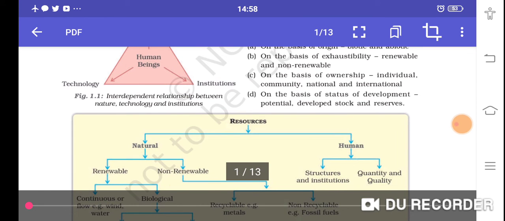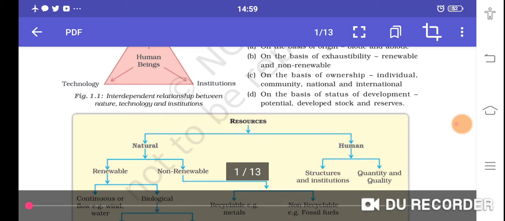And again, the resources are classified on the basis of ownership, whether it is individual, community, national, or international. We will discuss later what individual, community, national, and international resources are, with examples. And the last one is on the basis of the status of development, whether it is potential, developed, stocked, or reserved.